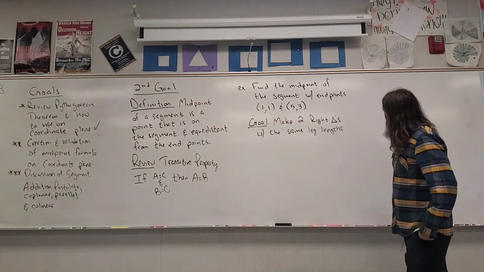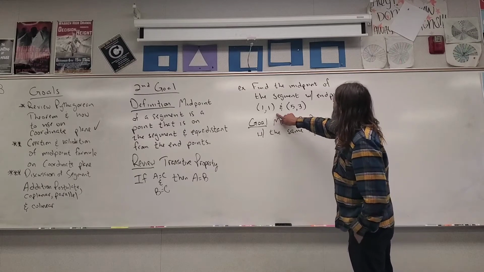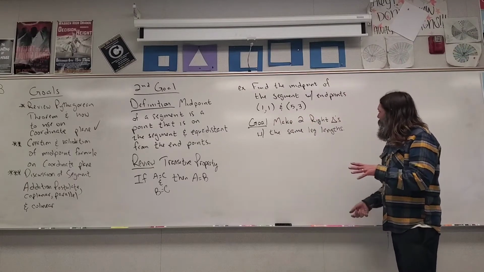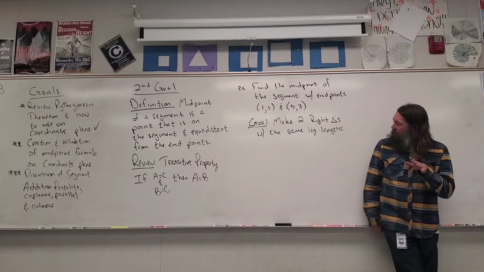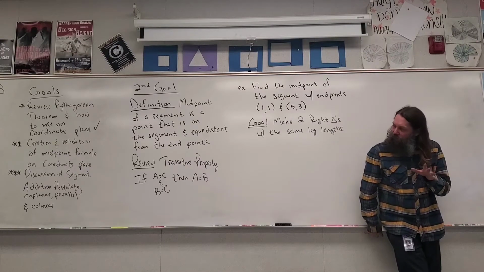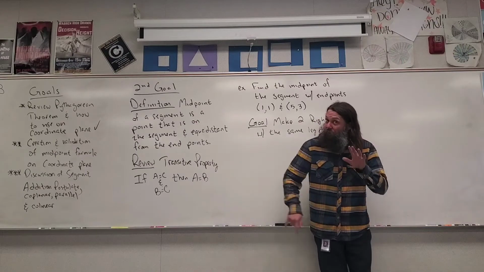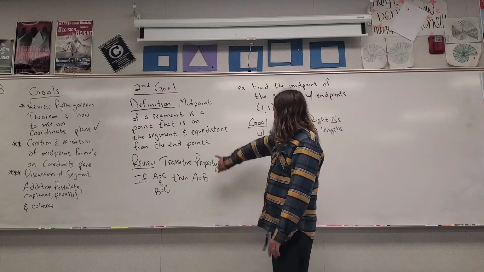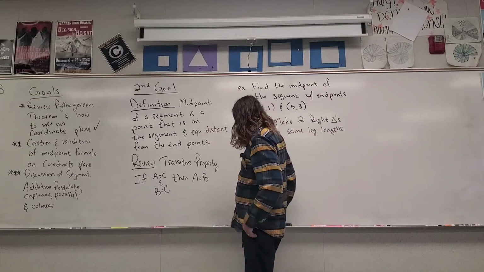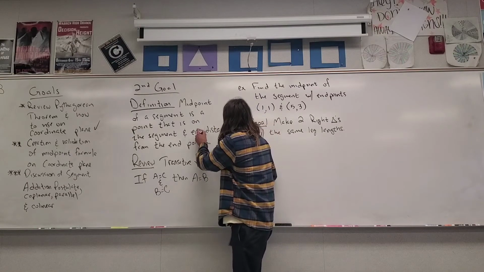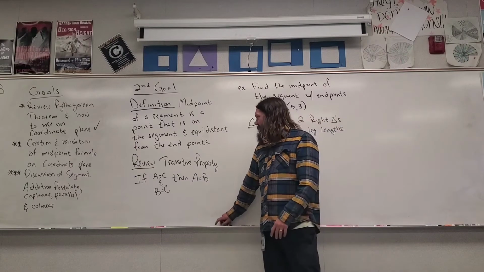Our example is to find the midpoint of the segment with endpoints (1, 1) and (5, 3). Our goal here is to make two right triangles with the same leg length. If I'm able to do that, that'll force the point to be equidistant from the endpoints. And by the way, equidistant, I think it's "equi" with an I. Equidistant. That means it's the same distance. It's a real fancy way to say the same distance.